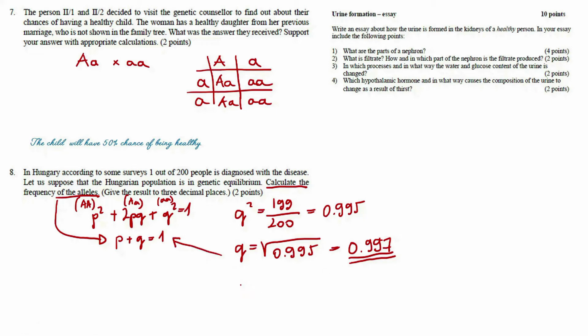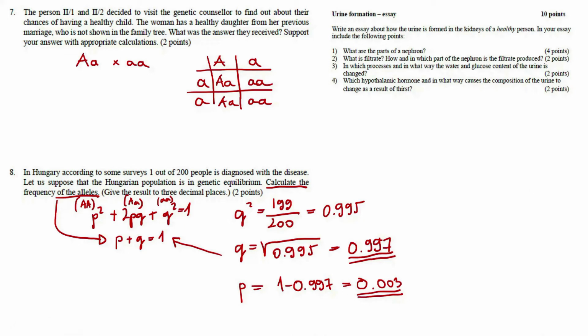And then using this you can easily come up with p simply by doing 1 minus 0.997, which will give you 0.003, and these are going to be the correct answers. We gave 3 decimal places, so everything is fine. And obviously you need to write it down, that this is the recessive allele frequency and this is the dominant allele frequency.